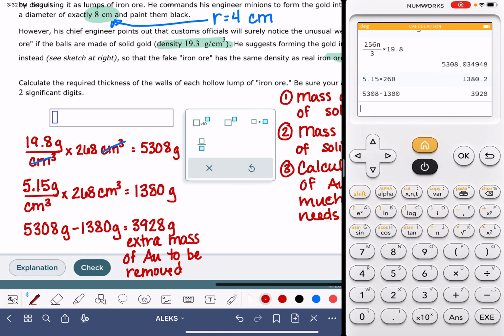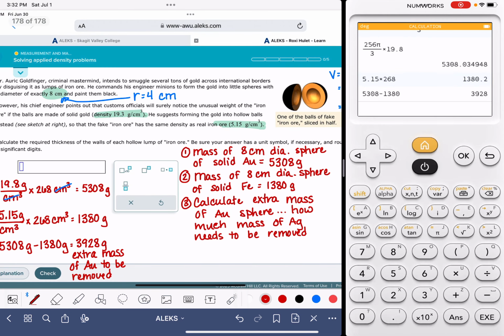So in order to make a gold sphere weigh the same as an iron sphere, we've got to chip 3,928 grams out of the center of this sphere. How are we going to figure out, in terms of volume, how much to chip out? That's going to be our next step.